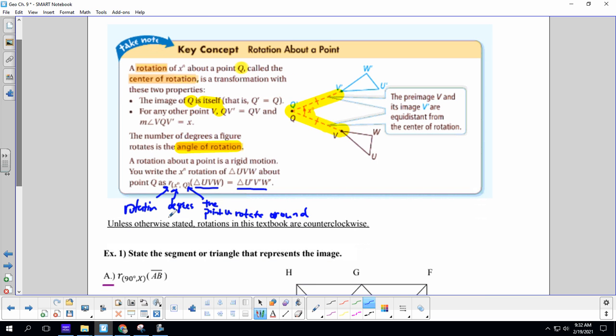Unless otherwise stated, please note this, highlight, underline, whatever: unless otherwise stated, rotations in this textbook are counterclockwise.